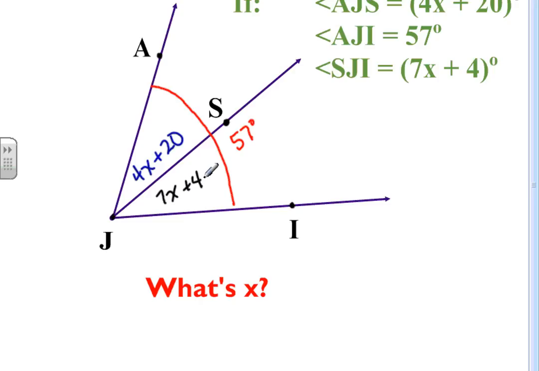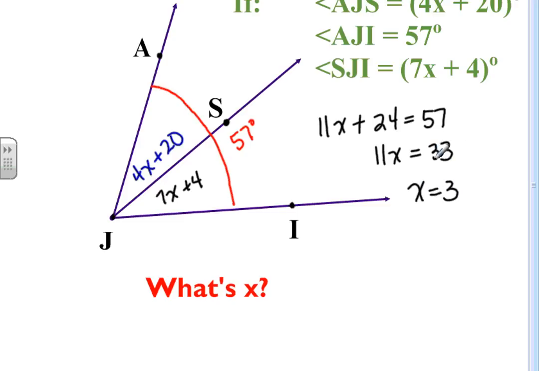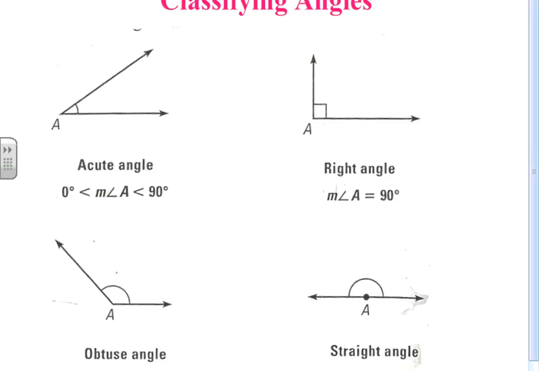So with the angle addition postulate, these two smaller angles should add up to the larger one. So 11x plus 24 should equal 57. So 11x, if we subtract 24 from both sides, is 33. So x is 3. And let's click down here and see if we got the same answer, and we are correct. There are 4 classifications of angles that we're going to work with in geometry.